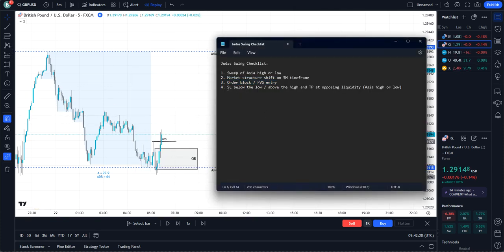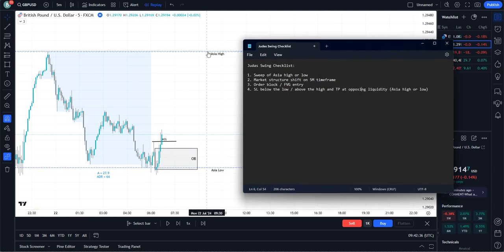Now the criteria for our entry is the stop loss below the low, and we are targeting the opposing liquidity on the other end. So if we had swept the Asia high, for example, the sweep leaves candles here, we would put our stop loss above the sweep and we would target the Asia low for TP.